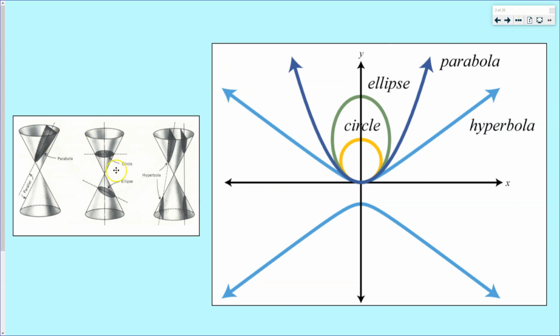So if you take all these cross sections and you pretend like there was no solid in the cone, the intersection of the plane with the surface of the cones would make all these shapes. So you should know circle. Well, you should probably know all these names by now, but circle, ellipse, parabola, hyperbola, and you can actually get a straight line as well. But these are the four that we're going to focus on during this chapter.